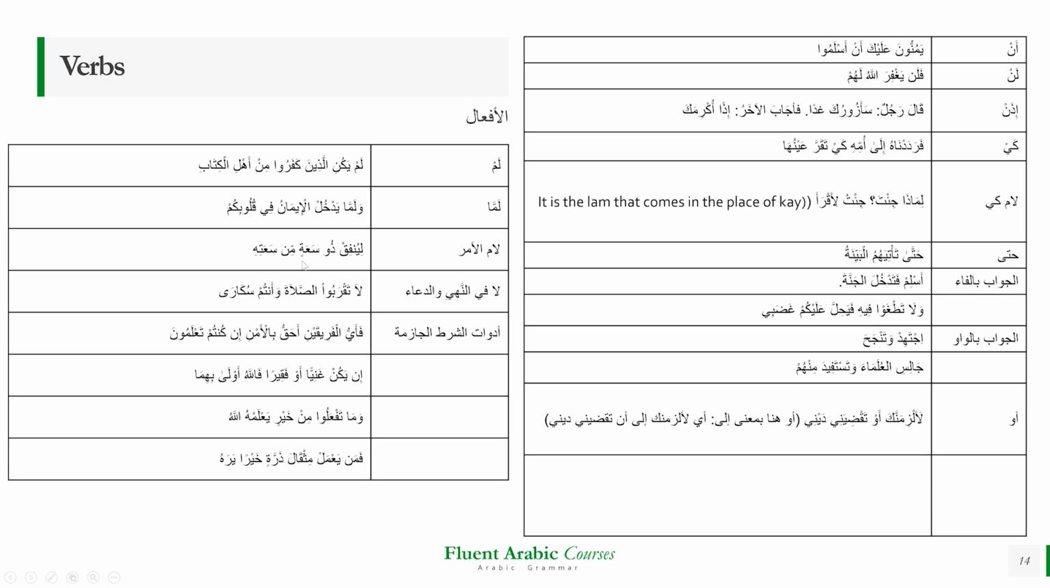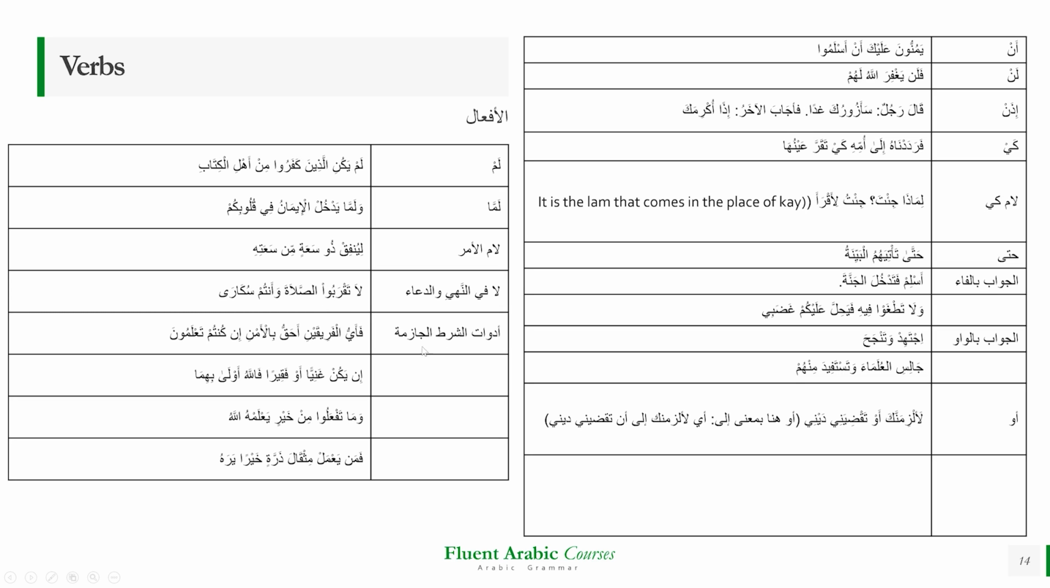لِيُنْفِقْ ذُو سَعَةٍ مِنْ سَعَتِهِ. Lamul amr here is used to issue a command or an instruction. La fi nahi wa du'a, the la of prohibition or request. La taqrabu salata wa antum sukara. So if you're issuing a request or if you are prohibiting something, this la is a particle of jazm. The verb after la takes the state of jazm.